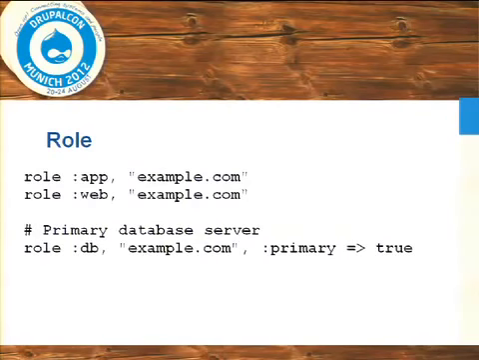There is one special thing there about the primary, and that's just to say that that's the primary database server. So if you specify other database servers, that's the one that Capistrano will try and deploy to when you're using Capistrano to make database changes.